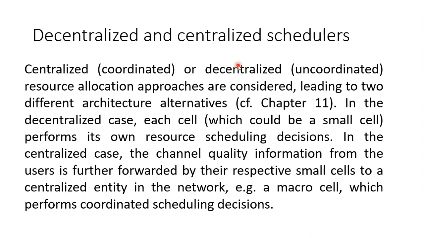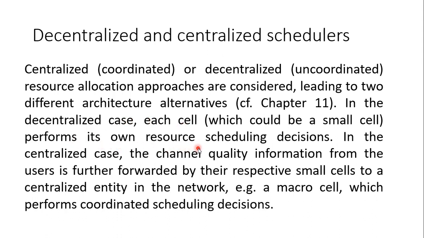Resource simply means either radio frequency or any kind of resource which is available for the connection. Now, there are two different architectures: one is the centralized scheduling architecture, and one is the decentralized scheduling architecture. In the decentralized case, each cell performs its own resource scheduling decision.